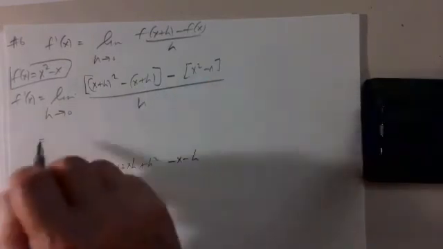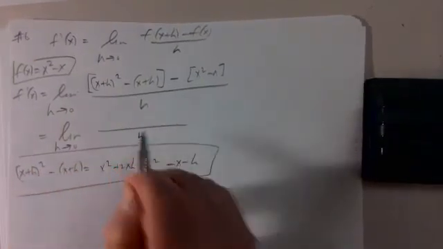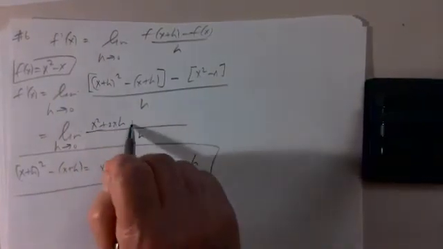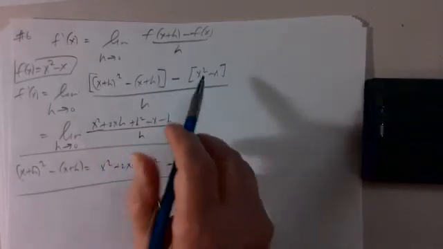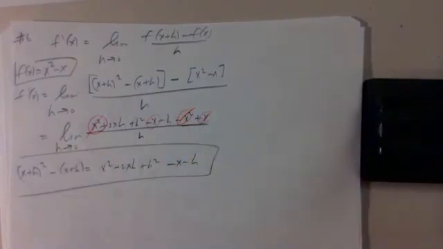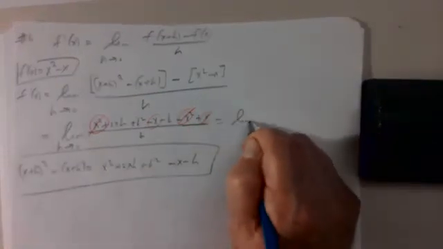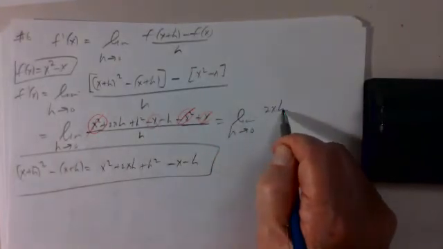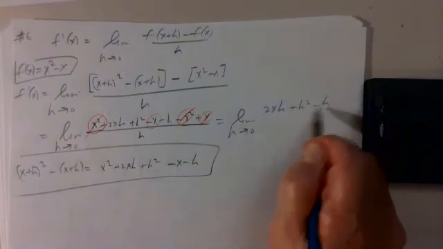So this is the limit as h goes to 0 of x squared plus 2xh plus h squared minus x minus h minus this, minus x squared plus x. And now again, we see some cancellation. Plus and minus x squared cancel, minus x and plus x cancel. So what we're left with is the limit as h goes to 0, 2xh plus h squared minus h over h.